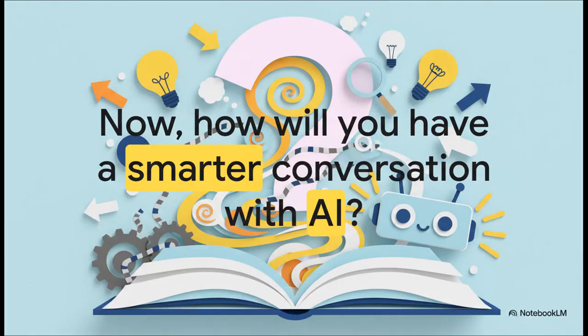So, with the principles of clarity and patience now in your back pocket, you are totally ready to have a much smarter, more productive conversation with AI. So the only question is, what's the first thing you're going to try to get a better, more reliable answer?